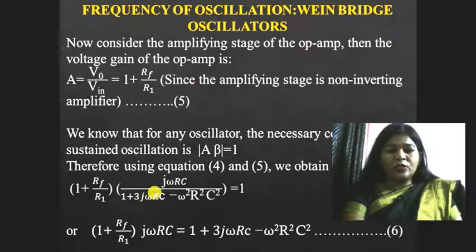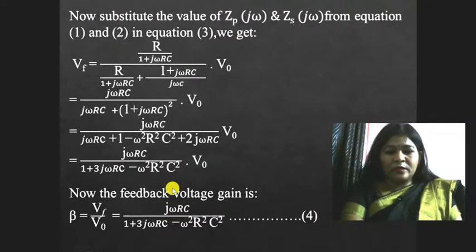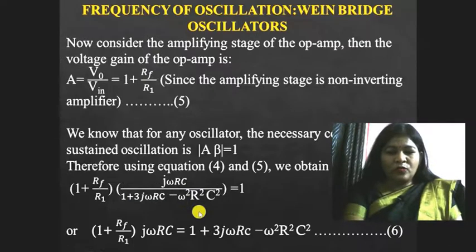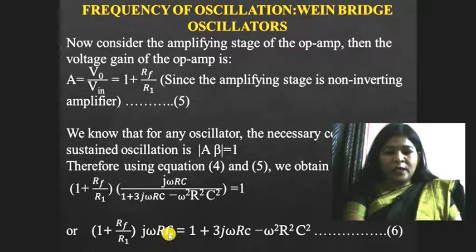Now this is your beta, and we already found beta by simplifying the equation. So we can put it here. This is A, this is beta, and this is equal to 1. So 1 plus RF upon R1 into beta, after simplifying this equation, we obtain: 1 plus RF upon R1, j omega RC, is equal to 1 plus 3 j omega RC minus omega square R square C square.